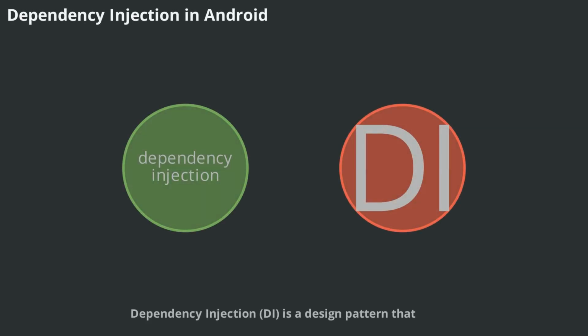Dependency injection, DI, is a design pattern that provides objects with their dependencies from external sources. In Android, DI simplifies dependency management, improves code readability, and makes testing easier by allowing mock dependencies. Popular frameworks like Dagger and Hilt automate DI, reducing boilerplate and managing dependency lifecycles efficiently.